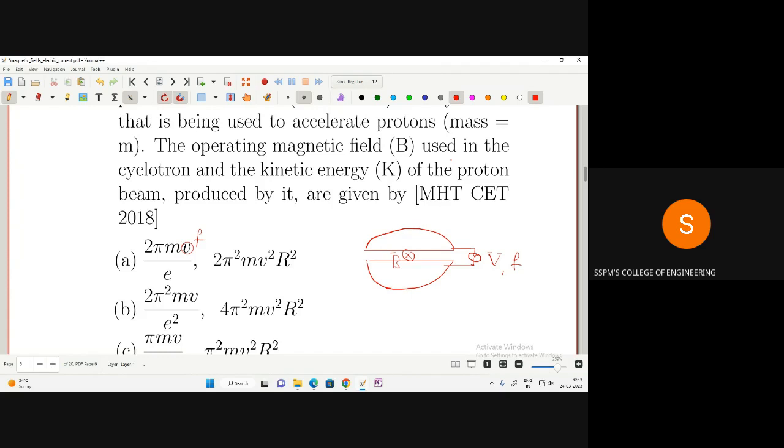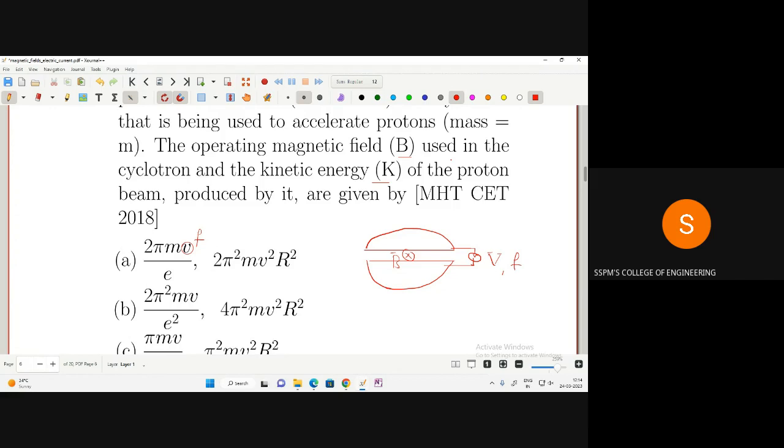The magnetic field B used in the cyclotron and the kinetic energy K of the proton beam produced by it are given by. You have to find the relation for the magnetic field and the relation for the kinetic energy. So how to find? First find the relation for magnetic field. How can it be determined?